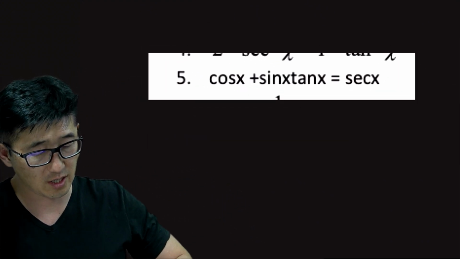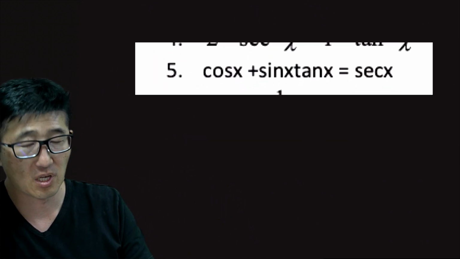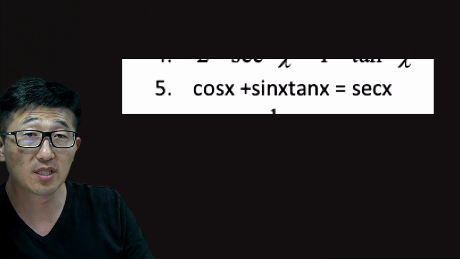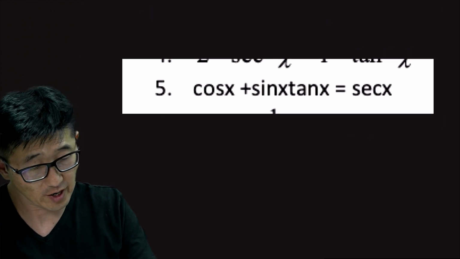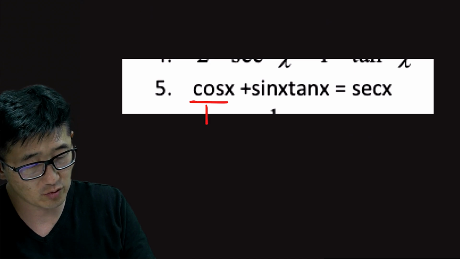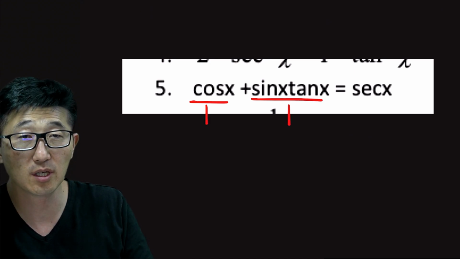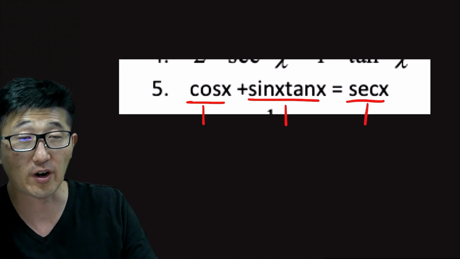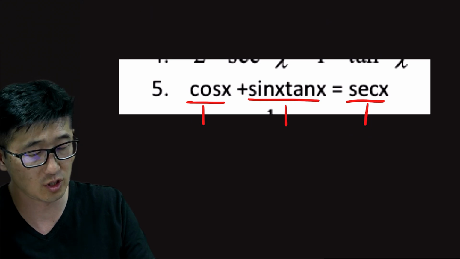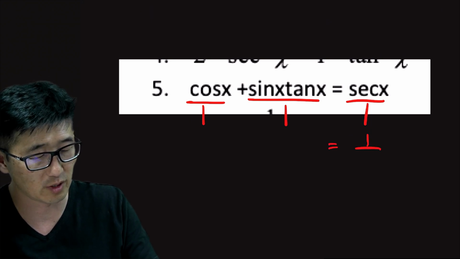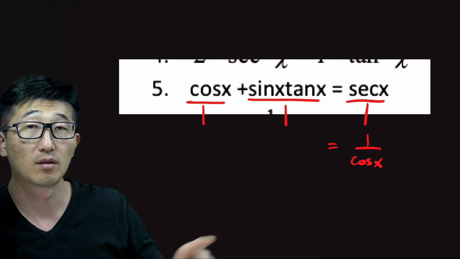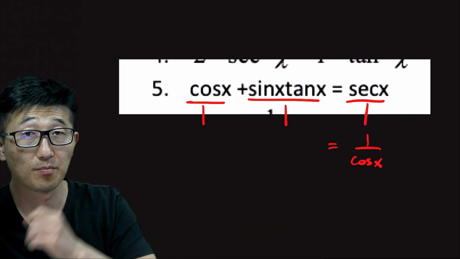So what do we do with this guy here? When you look at this, you should see on the left side, there's two fractions: cosine x over 1, sine x tangent x over 1. On the right side, you have one fraction, secant x over 1, which basically becomes 1 over what? Cosine of x. You see that?